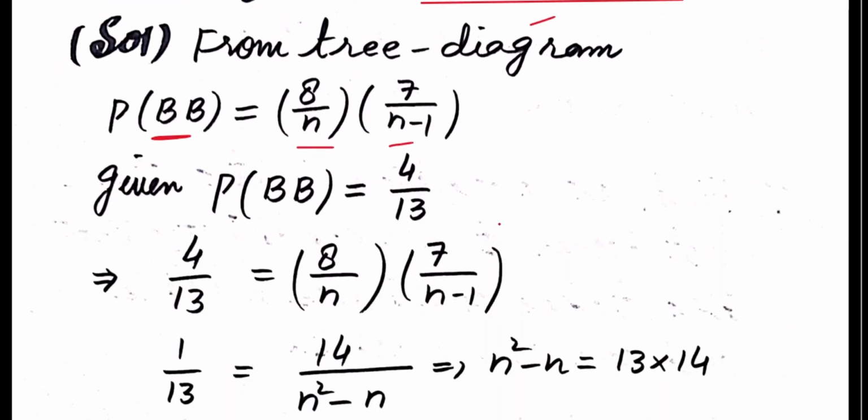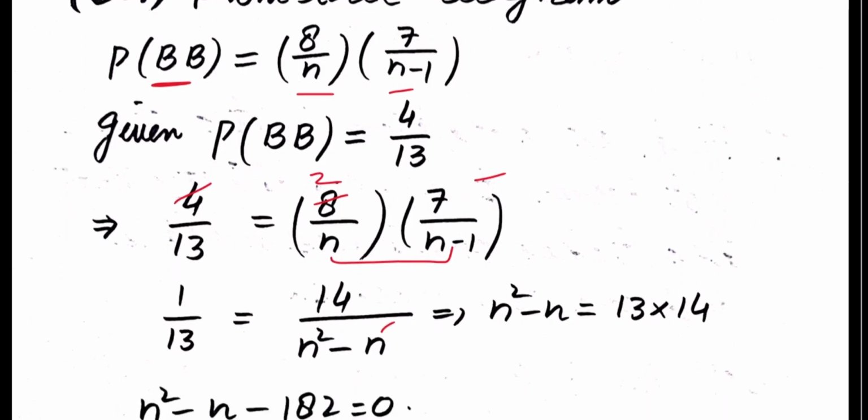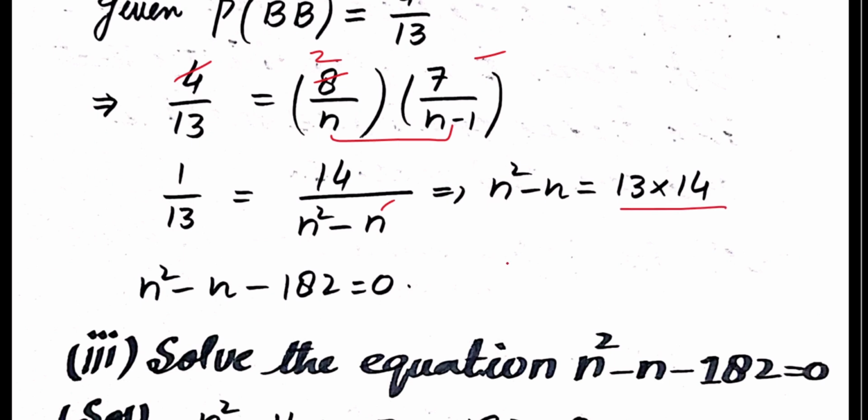Given probability is 4 over 13. So by equating both of the probabilities, 4 to the 8, 2 7s are 14, this is 14 over n into n minus 1, that is n square minus n. By cross multiplication, this gives n square minus n equals 13 into 14. 13 into 14 is 182. This is the required equation.